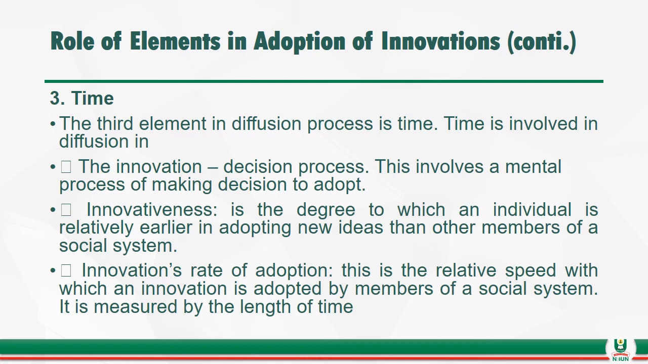The second there is innovativeness. Innovativeness is the degree to which an individual is relatively earlier in adopting new ideas than other members of a social system. Innovation's rate of adoption is the relative speed with which an innovation is adopted by members of a social system. When we talk about rate of adoption, it is measured by length of time.